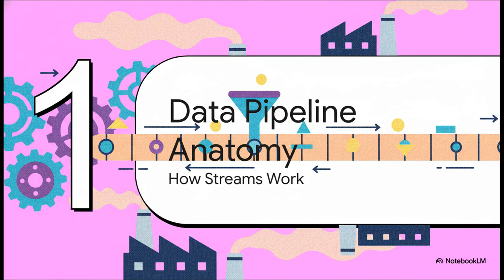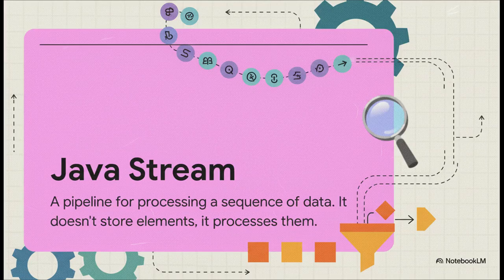To really get how this works, you gotta think of a stream as a kind of data pipeline. Or, like a conveyor belt at a factory, but for your data. So let's pop the hood and look at its anatomy. So what is a stream, really? Well, think of it as a pipeline that processes a sequence of data as it flows by. And here's the most important part to remember. It's all about processing data, not storing it. A stream is a river, not a lake.